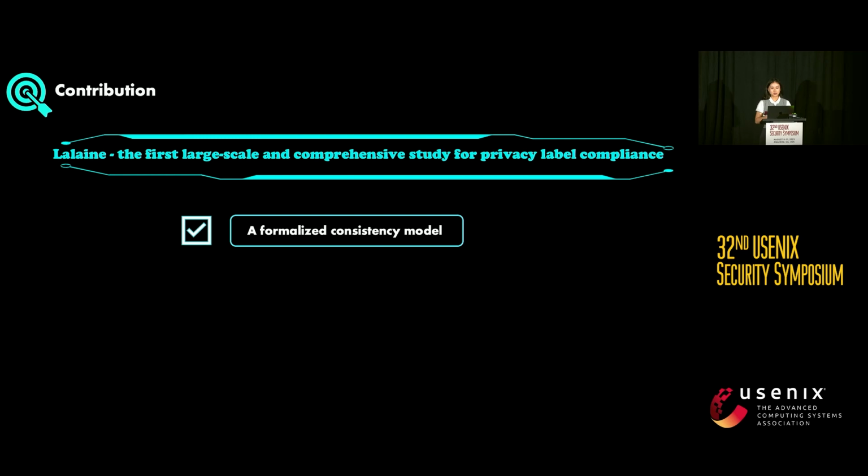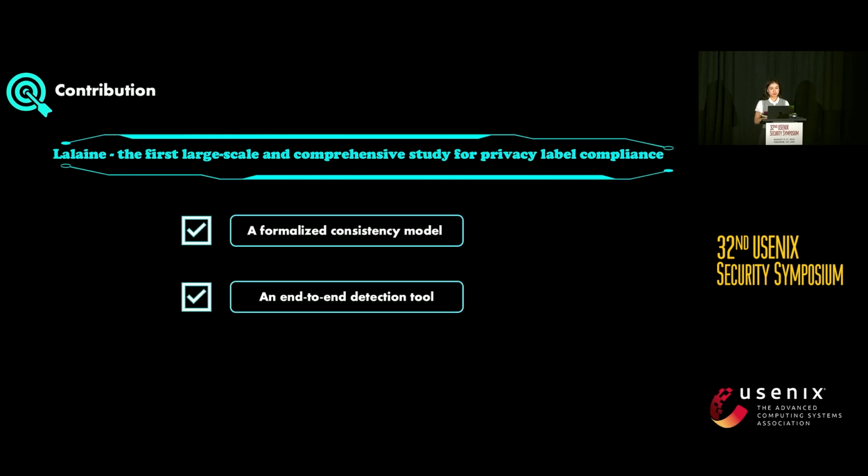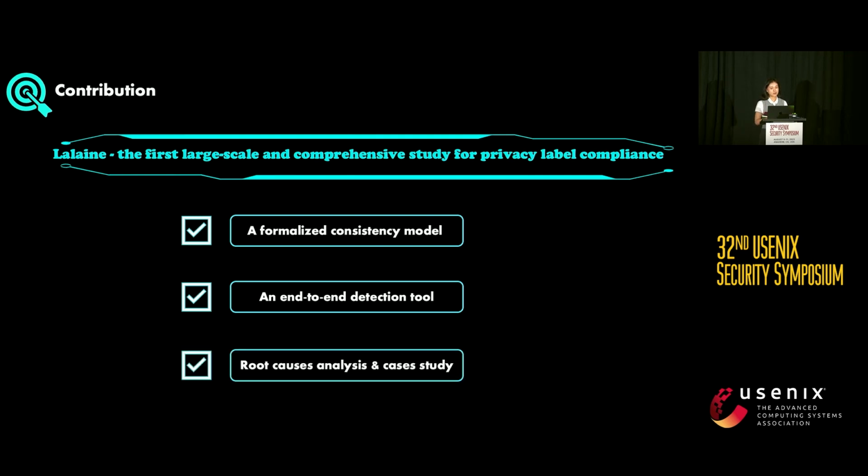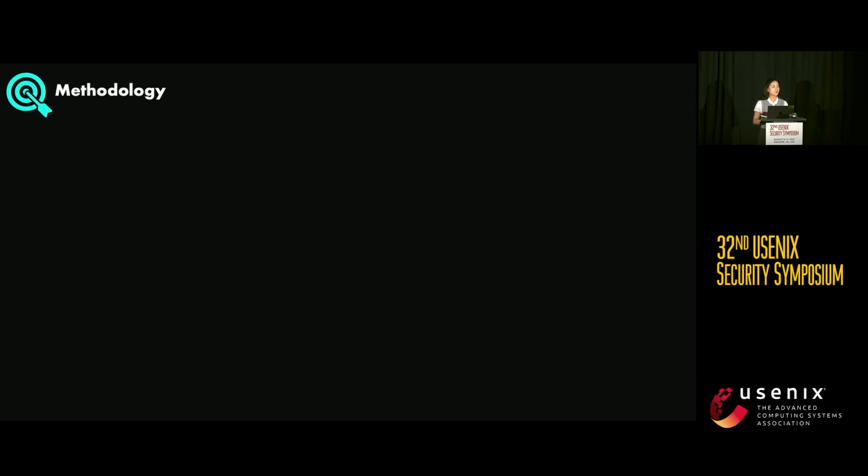Specifically, we defined 3 types of data flow to privacy label inconsistency with formal definitions. We developed an end-to-end tool to automatically assess those inconsistencies. We also uncovered the root causes of non-compliant apps and performed some case studies. From a high level, our methodology is to extract the data purpose pairs from the code behavior and then compare them with the privacy label to output any inconsistencies.